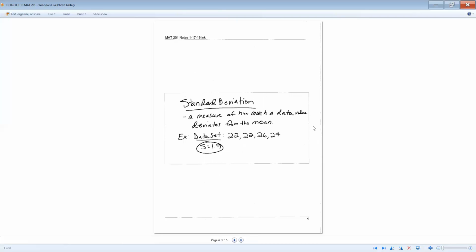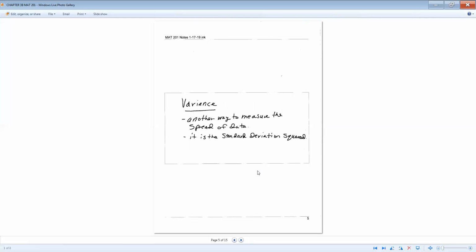Standard deviation is a measure of how much a data value deviates away from the mean. If I have the data set of 22, 22, 26, 24, the standard deviation is 1.9. We will look at what that means and how we would use it in a second. This book that we have doesn't emphasize the calculation of the standard deviation, just the application of the standard deviation. So that's why I told you to find a website, app, calculator, something of that nature that can reliably calculate the standard deviation. Once again, our book does not focus on the calculation of the standard deviation, but the application of the standard deviation, which is what we'll do in a second.